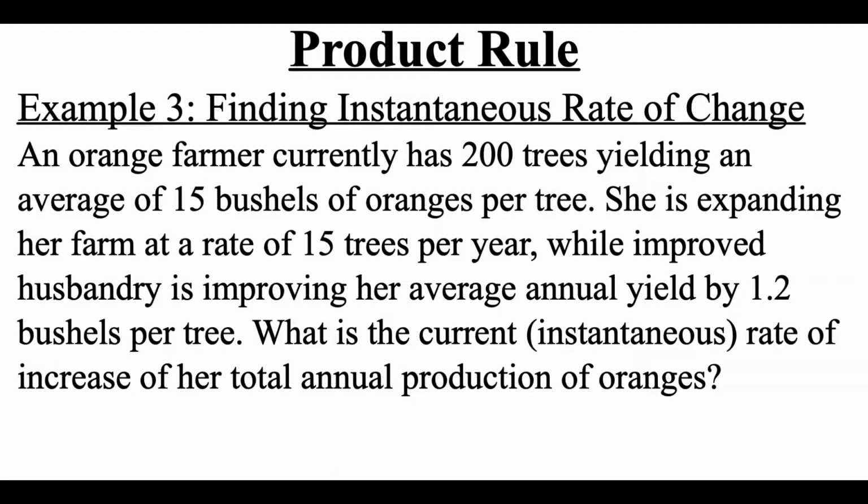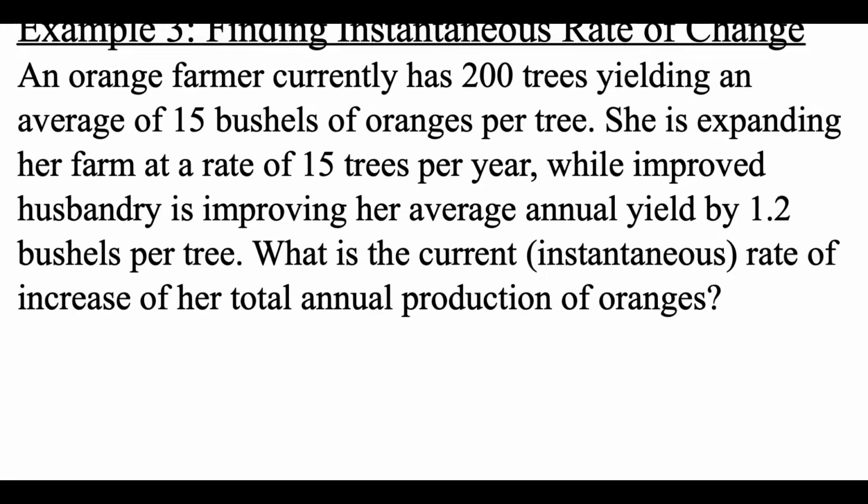In this example, we're going to look at finding an instantaneous rate of change. So we've got an orange farmer that currently has 200 trees, yielding an average of 15 bushels of oranges per tree. She's expanding her farm at a rate of 15 trees per year, while improved husbandry is improving her average annual yield by 1.2 bushels per year. What is the current instantaneous rate of increase of her total annual production of oranges?